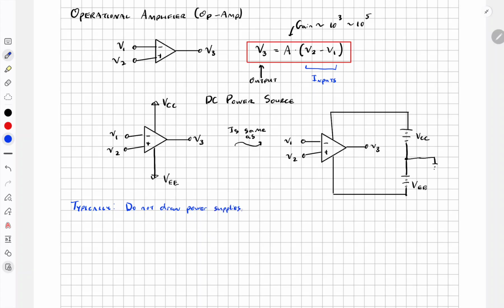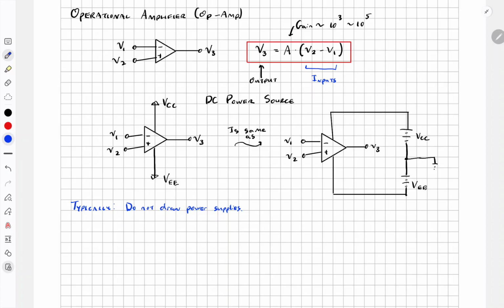Because it is assumed that they are there. But we should at least know about them because they will place a limitation on the output V3. Depending on how high or how low these DC power source values are, it will have a limitation on the output. So even though normally we just draw the triangle by itself for this op-amp, we should at least be aware of the power supplies.